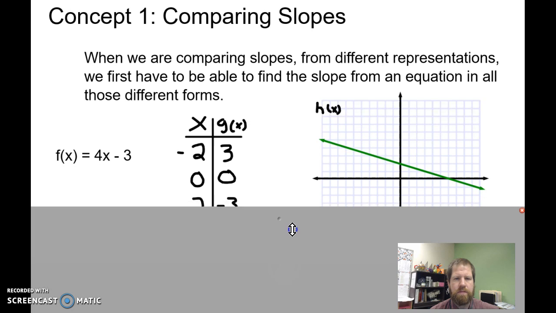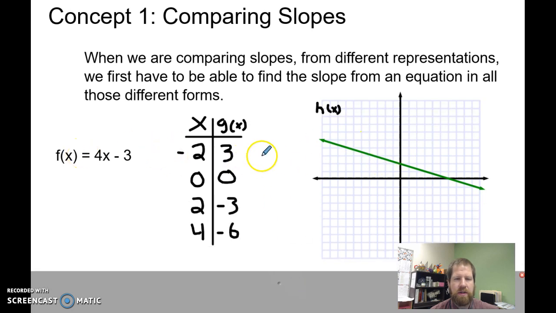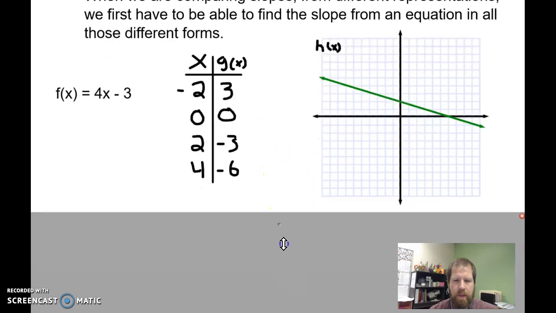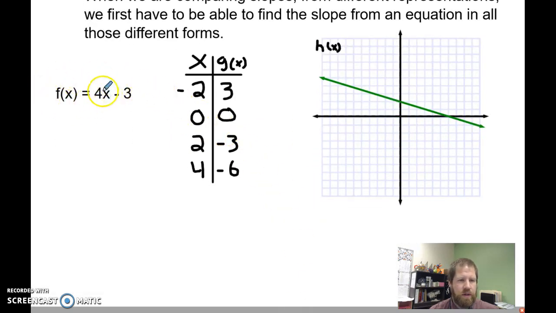So when we're trying to compare the slopes of these different representations for different lines, we first have to be able to get the slopes. We have to be able to find the slopes given these different representations. The first one, our slope-intercept form function, is the easiest because our slope is always right there. Whatever is being multiplied by the x, that's our slope. So for this function, we call it f of x, the slope, which is m, is equal to 4.